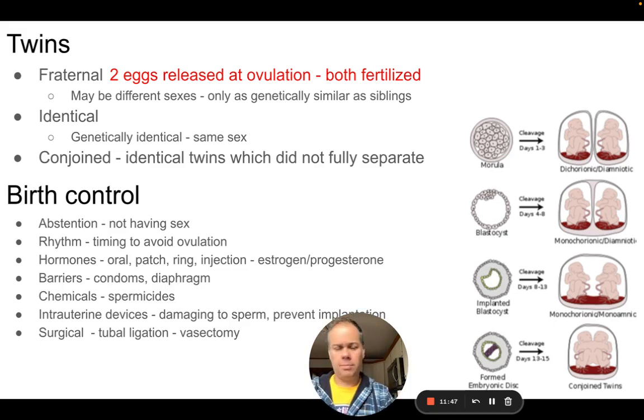They could be male, female, or they could both be the same sex. They may look quite different from each other because they are no more similar to each other than any other brother, sister, or brother siblings. They just happen to be born at the same time. Sometimes, especially if she's taking fertility medications, a woman's ovaries may produce 3 or 4 or 5 eggs at once. That's sometimes when we have quadruplets or quintuplets born because several of those eggs were fertilized.